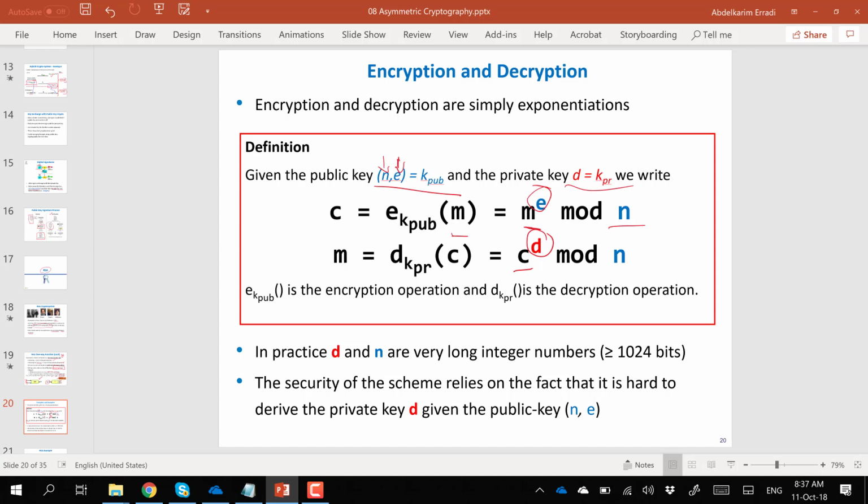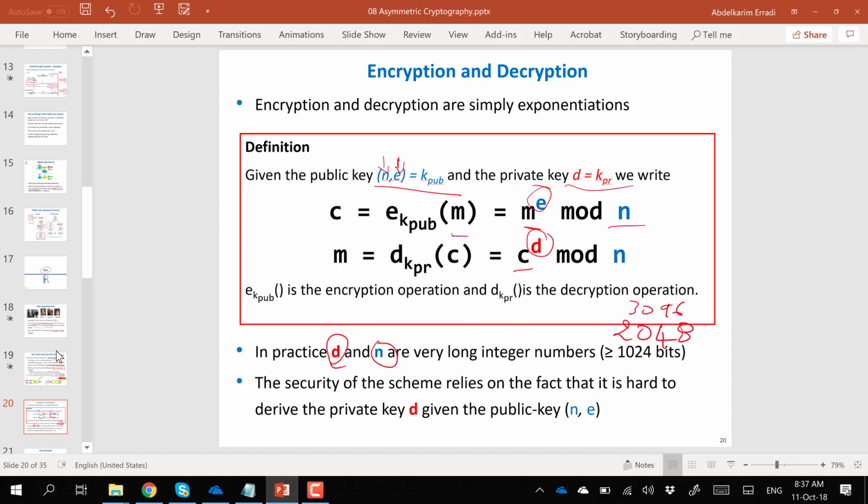That is the idea. For this to work and to be secure, what are the conditions? D and N must be very, very large. The minimum value is 1024 bits, but the current recommendation is 2048, or you can even go for 3096. These are large integers. Maybe next time I will do a little bit of OpenSSL just to show you how these numbers look. Yeah?